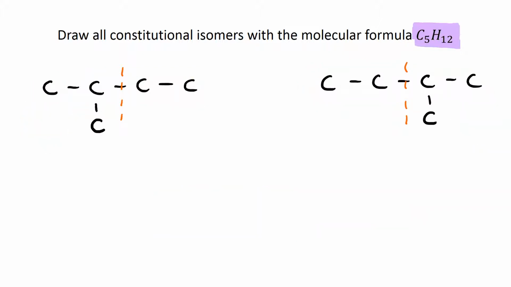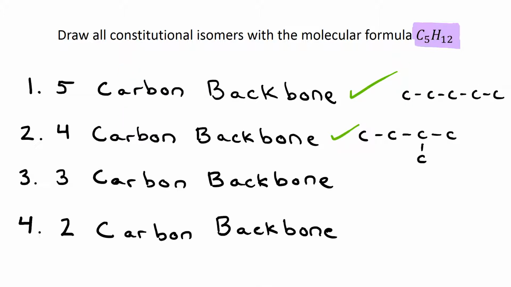Okay, what if I put that carbon that's left over after we make the 4-carbon backbone, that 5th carbon, on one of the middle carbons? And notice that either middle carbon is really the same because the molecule is symmetrical. If I do that, that is a new molecule. And so that is a new constitutional isomer. It's made with the same atoms, it's just connected differently. Okay. So that's the 4-carbon backbone.